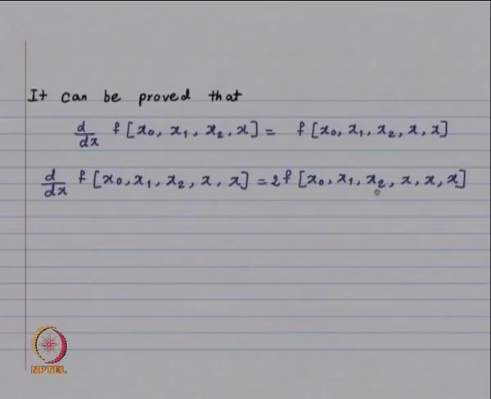So, at present assume that the derivative of the divided difference based on x 0, x 1, x 2, x, comma x, will be 2 times the divided difference based on x 0, x 1, x 2, x repeated thrice. So, in this derivative it is not just adding one extra x, but there is also a term 2 coming into the picture.